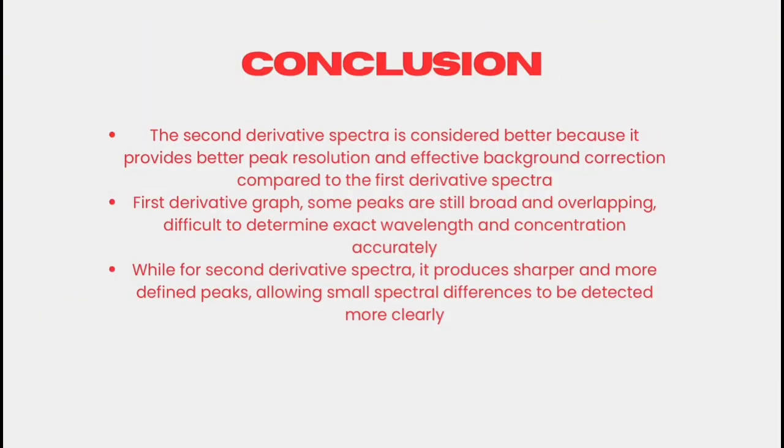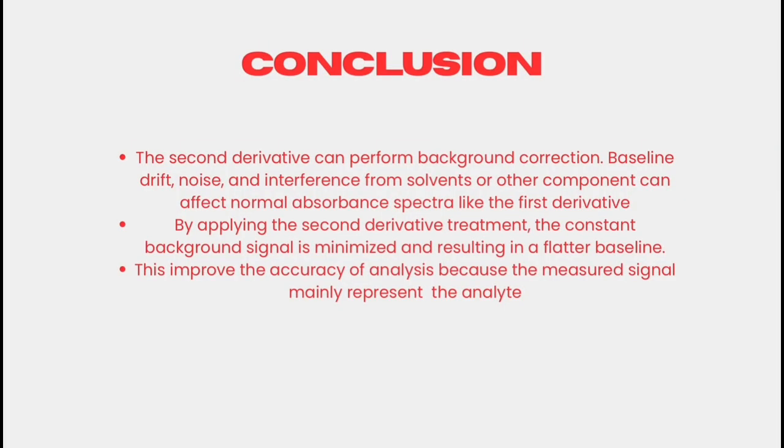The second derivative spectra is considered better because it provides better peak resolution and effective background correction compared to the first derivative spectra. In the first derivative graph, some peaks are still broad and overlapping, making it difficult to determine the exact wavelength and concentration accurately. While the second derivative spectra produces sharper and more defined peaks, allowing small spectral differences to be detected more clearly. The second derivative can perform background correction.